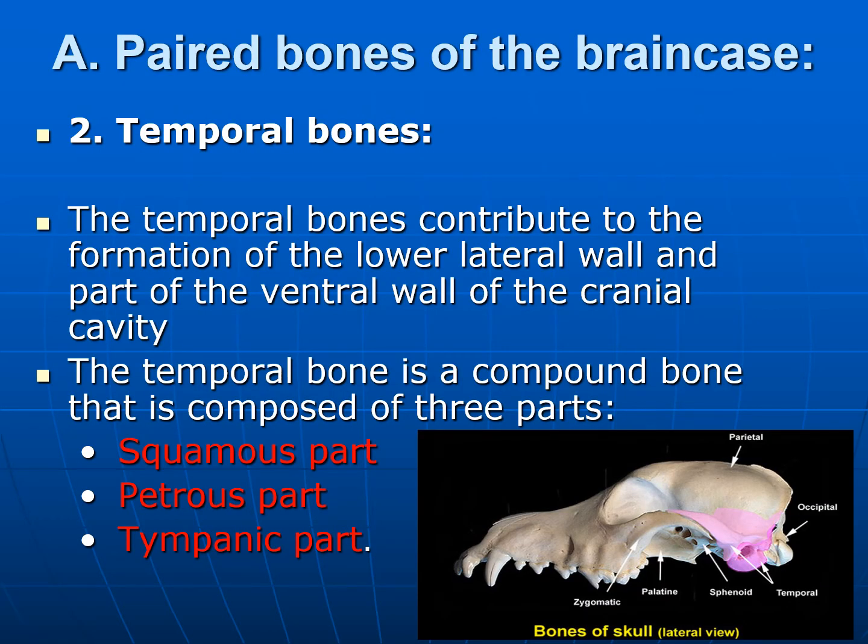The second bone we have is the temporal bone, and this temporal bone contributes to the formation of the lower lateral wall and part of the ventral wall of the cranial cavity. So this is the lower lateral wall of the cranial cavity, and it also helps in the formation of the ventral wall of the cranial cavity. Usually the temporal bone is divided into three parts, very easy: the squamous, the petrous, and the tympanic part.